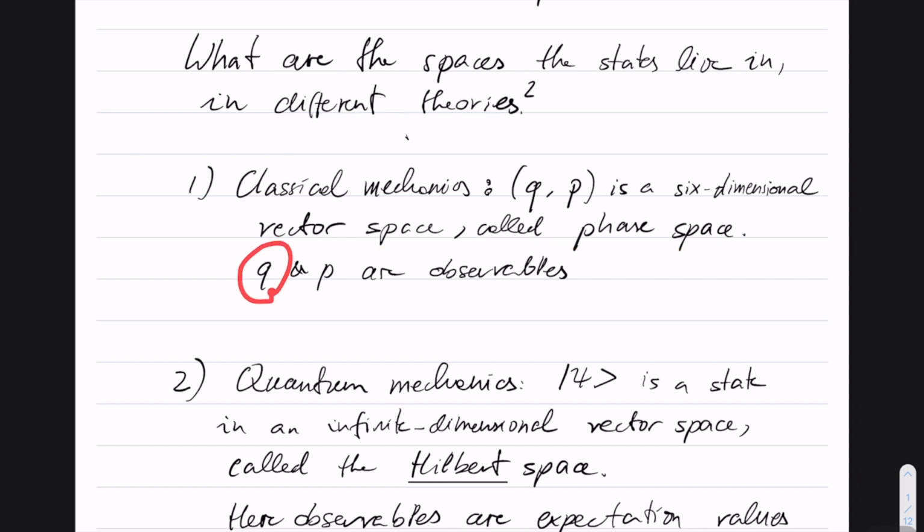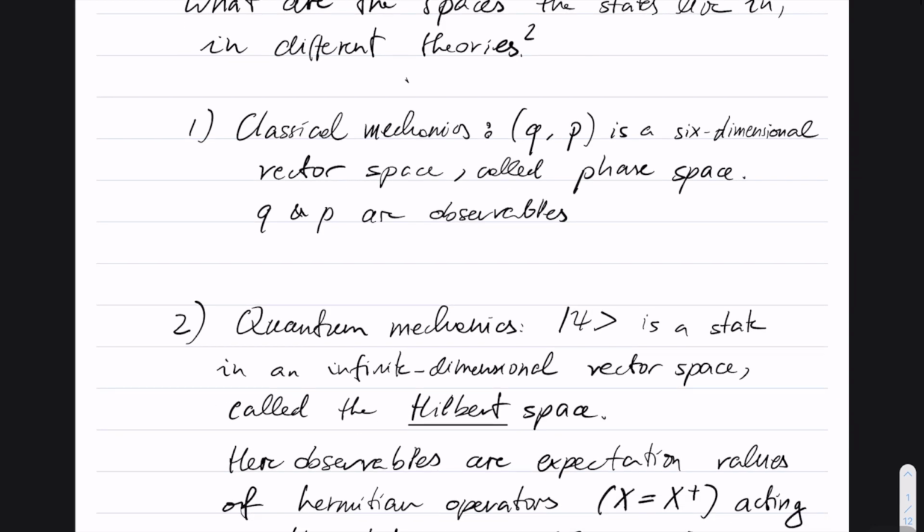So Q and P themselves are observables, and we have X, Y, Z components in Q and P, so there's a six-dimensional space per particle, a six-dimensional vector for each particle, and then we can have multi-particle states also in classical mechanics. But the space they are occupying is the so-called phase space.